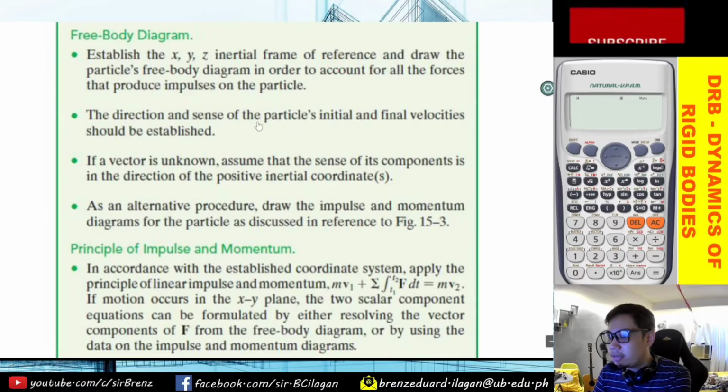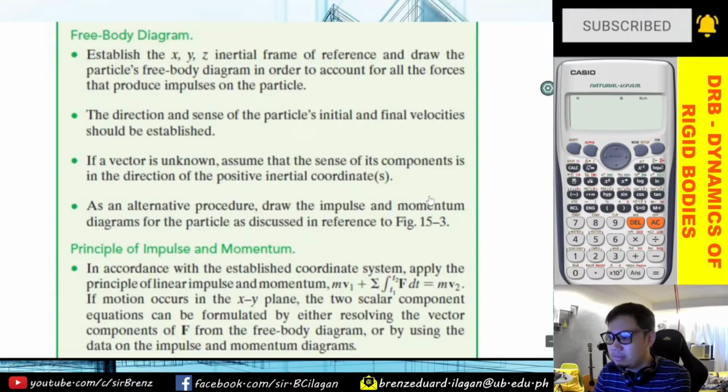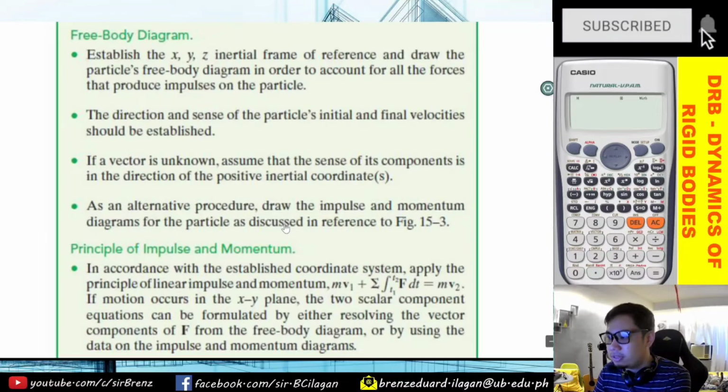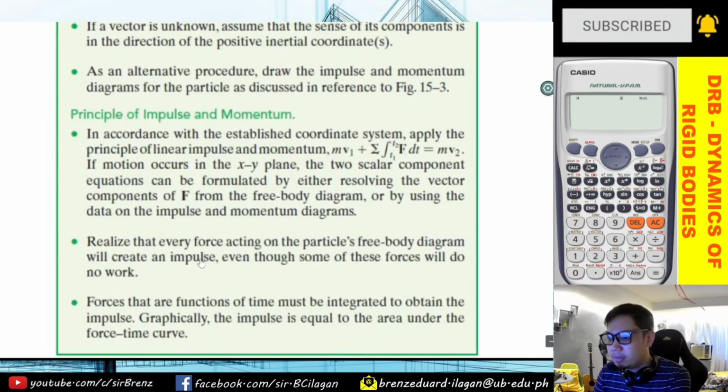The direction and sense of the particle's initial and final velocity should be established. And number 3, if a vector is unknown, assume that the sense of its components is in the direction of the positive inertial coordinate. So kapag yung vector mo daw is unknown, it is always assumed in the positive inertial coordinate or the positive direction. Number 4, as an alternative procedure, draw the impulse and momentum diagram for the particle as discussed in reference to figure 15-3.